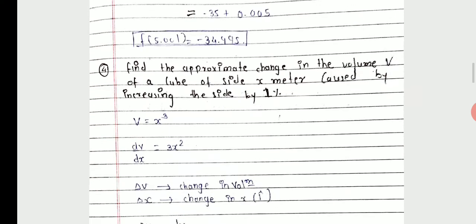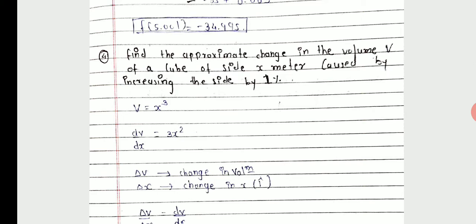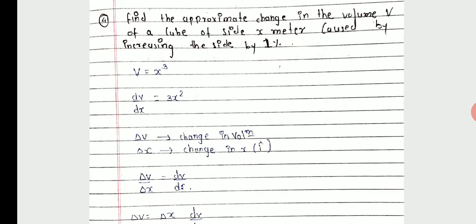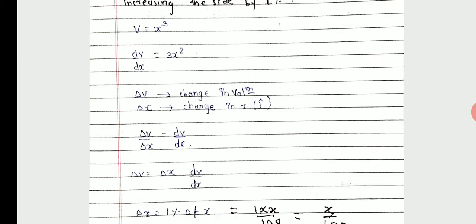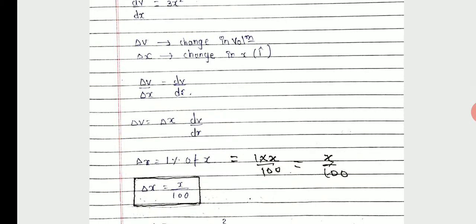Now ΔV we will say is the change in volume and Δx the change in x. Then ΔV upon Δx will be dV/dx. Then ΔV = Δx into dV/dx. Now Δx is given as 1% of x, and dV/dx is 3x². So we can write Δx = x/100 and put the values of Δx and dV/dx in ΔV = Δx into dV/dx.